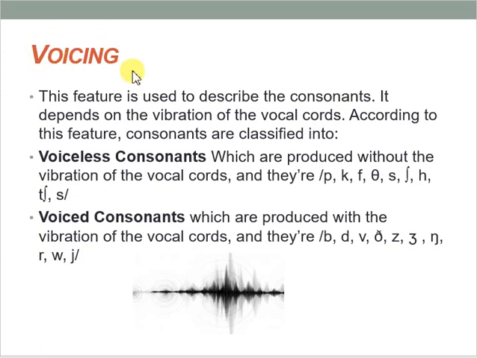The first feature, voicing, depends on whether the consonant is voiced or voiceless. Depending on this feature, it basically has to do with the vocal cords. If there is vibration between the vocal cords, then the sound is called voiced. If there is no vibration between the vocal cords, then the consonant is said to be voiceless.